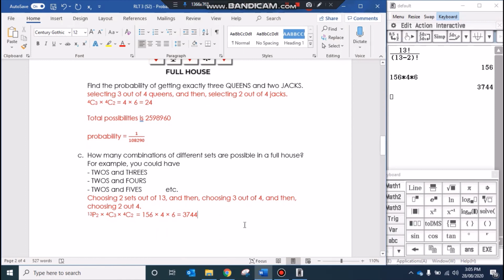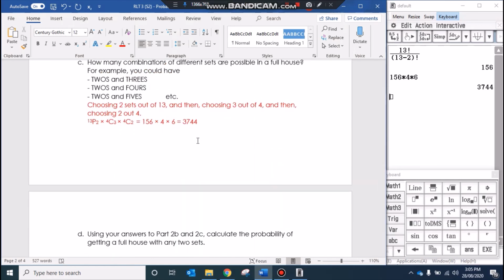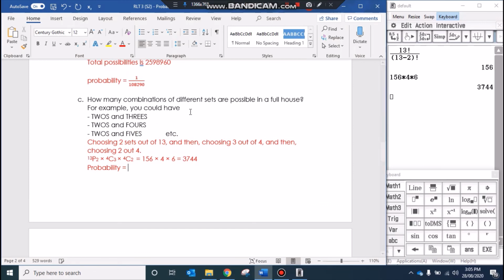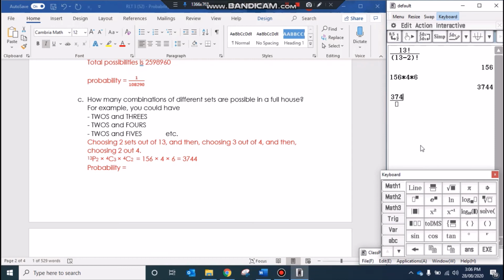And again, because we're choosing 5 cards, our total possibilities remains the same. So the probability is just going to be 3,744 ways that we can get a full house divided by the total possibilities for choosing 5 cards. That is 6 over 4,165.